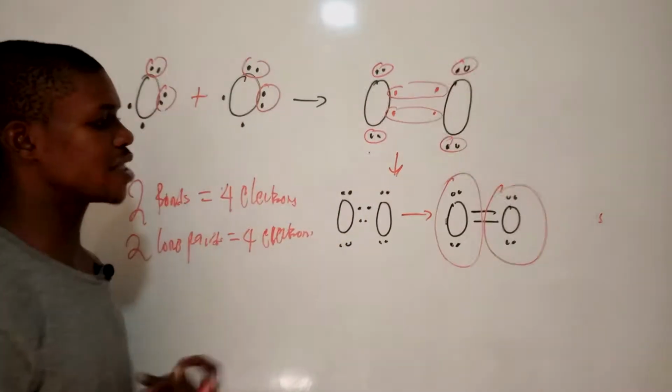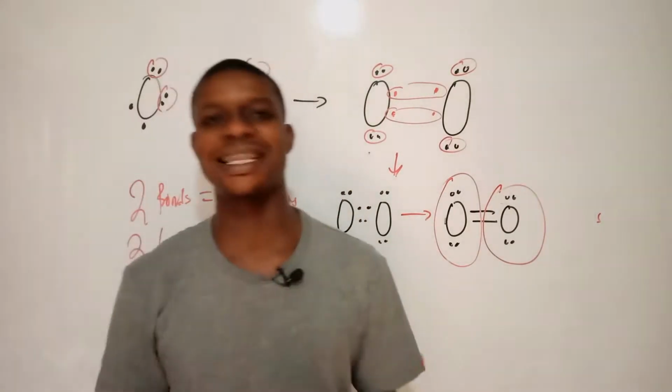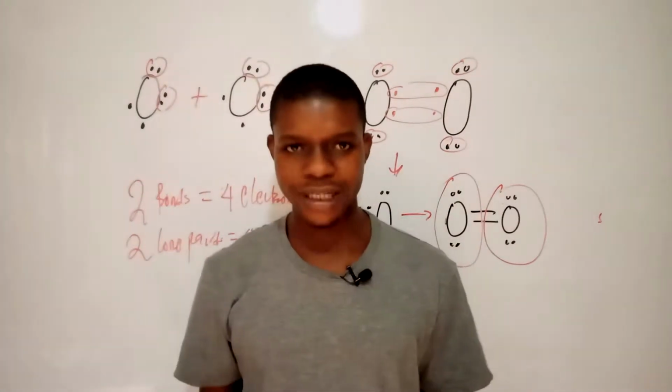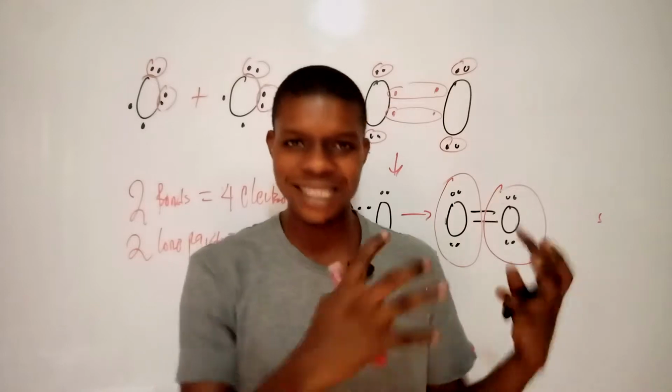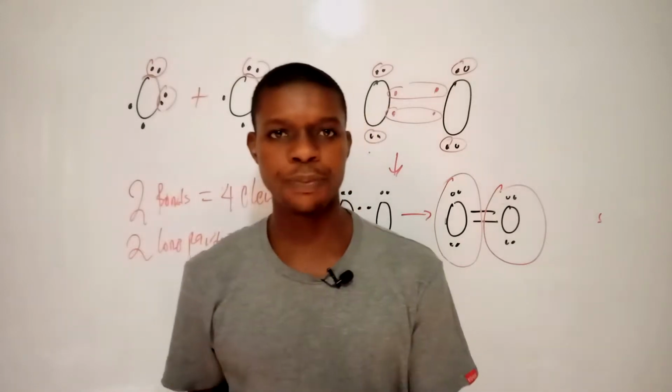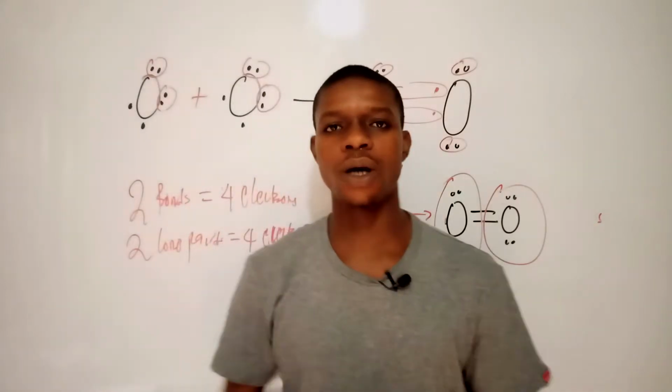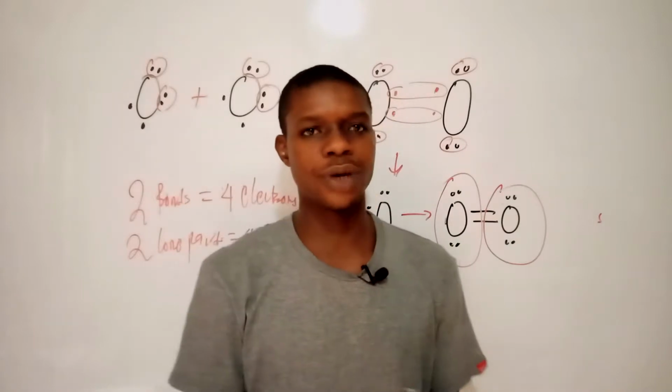So this is just a simple way you can actually understand chemical bonding. When atoms form bonds, atoms share electrons to form either single bond or multiple bonds, depending on the atoms coming together.